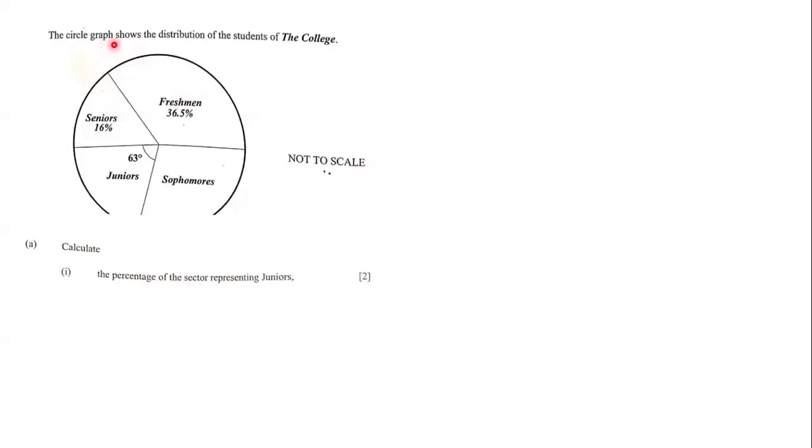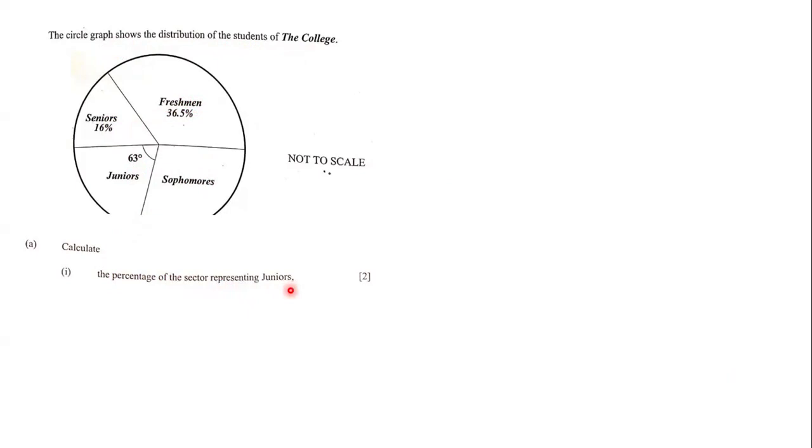The circle graph shows the distribution of the students of the college. So we have 36.5% that are freshmen, 16% are seniors, 63 degrees are juniors, and for sophomores, we have this right here. Calculate the percentage of the sector representing juniors.